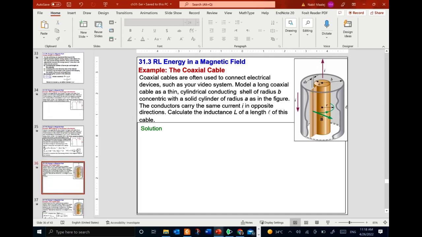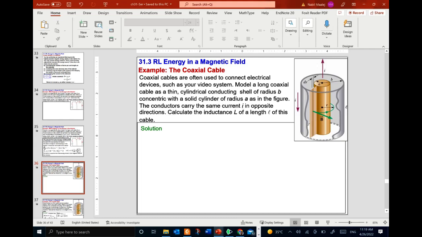So this is the shell here, okay, of radius B, concentric with a solid cylinder of radius A. Okay, so here this is radius A, and between them there is an insulator. So the insulator should not conduct any current. The conductor carries the same current I in opposite direction. So here the current I flows through the conductor, and it also flows back through the shielding of the coaxial cable. And the question here is, calculate the inductance L of a length L of this cable.